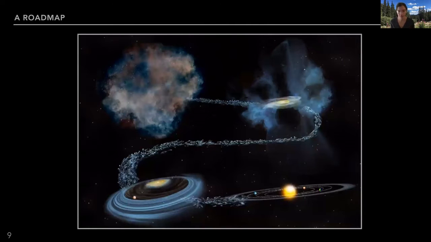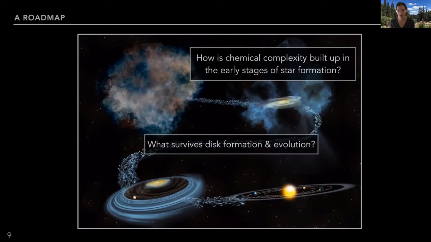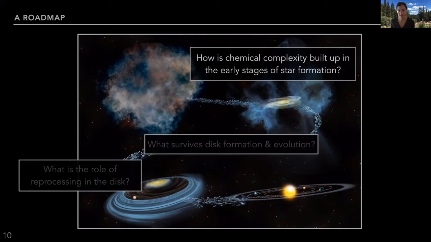So as a roadmap for where we're going to go with the science part of this talk, we'll start by thinking about how chemical complexity is built up in the early stages of star formation. We'll then consider what of this early complexity actually survives the processes of disk formation and evolution. And then lastly, we'll think about what the role of reprocessing in the disk plays in terms of setting the ultimate available volatiles in planet forming regions. Okay, so let's start with this first question.